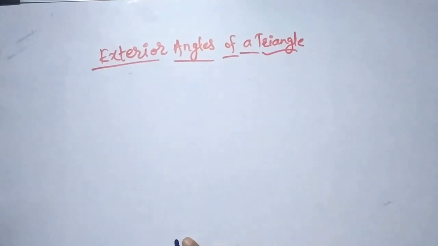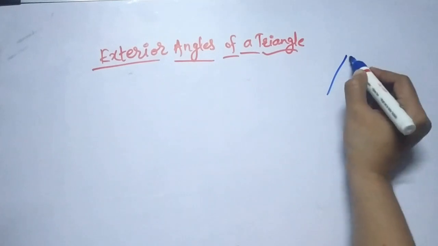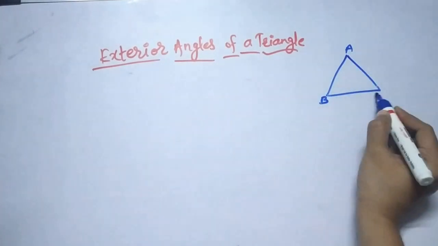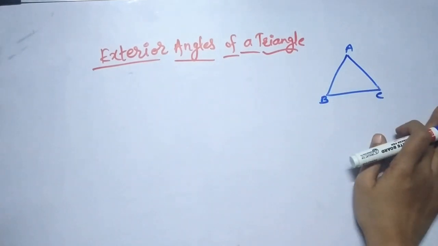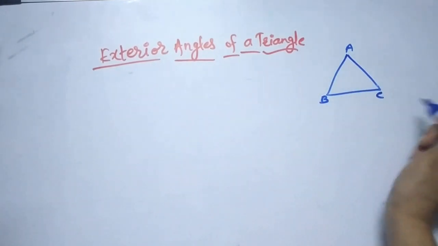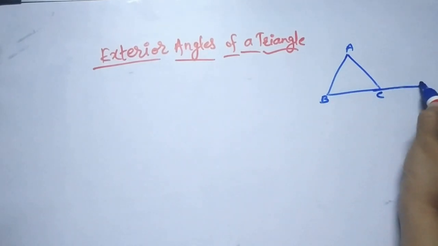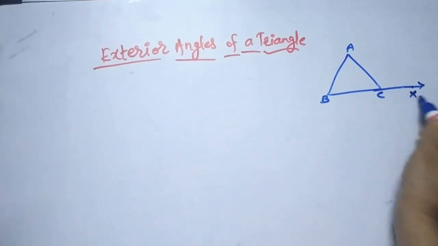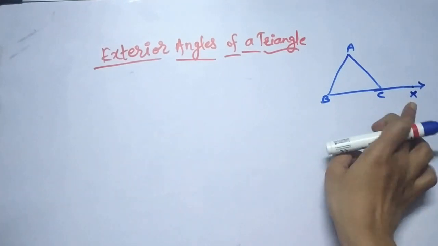So friends, now just exterior angles of a triangle. Consider there is one triangle ABC. Here are the three sides AB, BC and AC. Suppose any one side of the triangle, let's suppose BC, I am going to extend or produce in such a way here, and X is any point on the ray BC. For example, this BC I have produced in this direction and X is a point here.